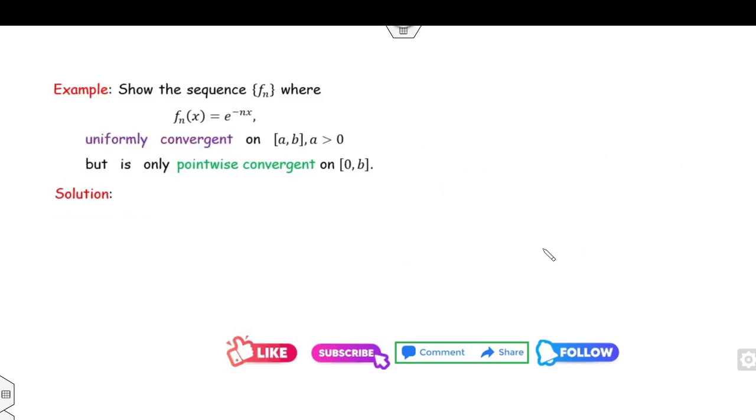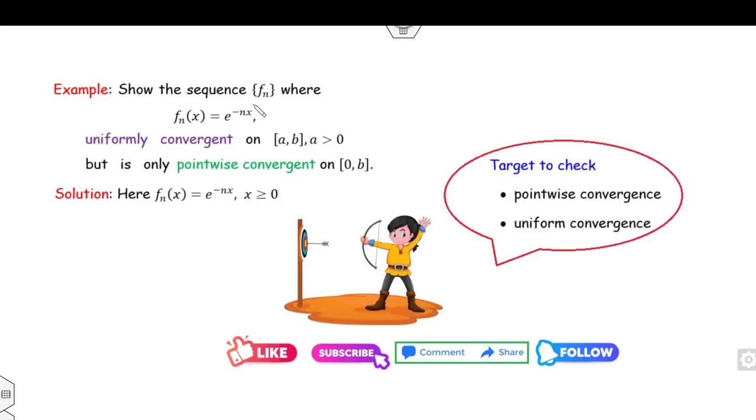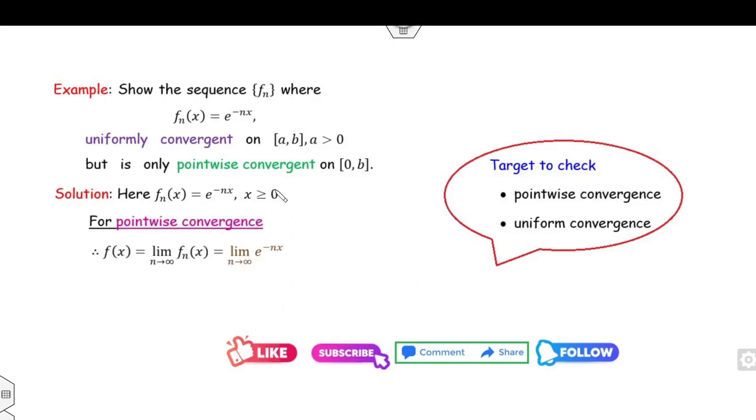Okay, look at this another one. Again, you can see it's a similar question, but the function is different. Again, your target is to find the pointwise and uniform convergence. Firstly, you can find the pointwise. Again, x is greater than or equal to 0. I can consider two cases: when x is 0 and when x is greater than 0. What will happen if x is 0? What is the value of fn(x)? If x is 0, the value of fn(x) is 1.